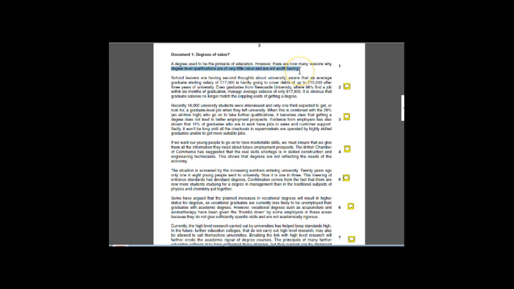In this case, there are no indicator words to particularly show where it is, but we know that it summarises, and we could argue that actually they are of value and are worth having. So it's something that can be argued, and it's our main conclusion.